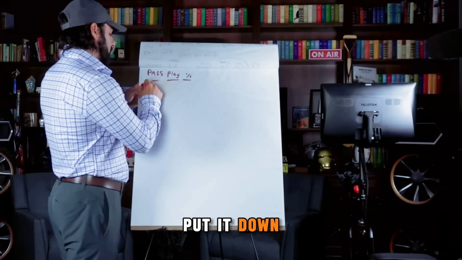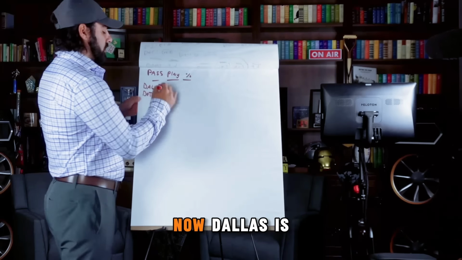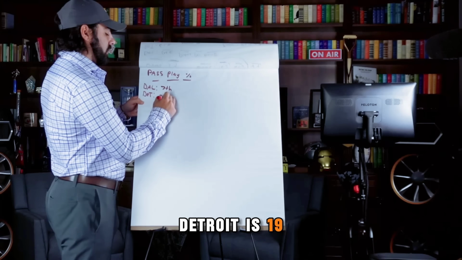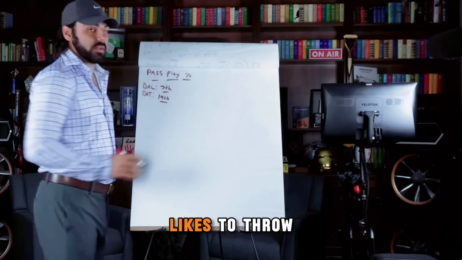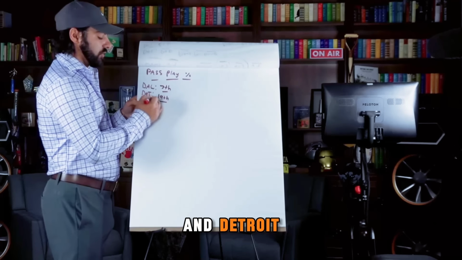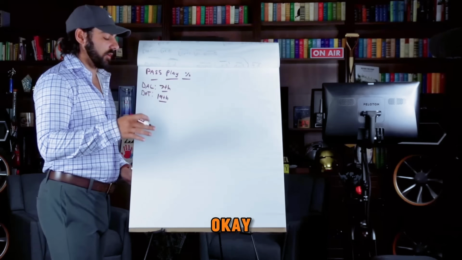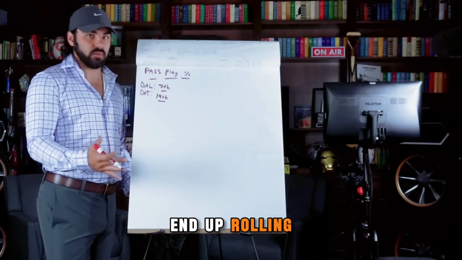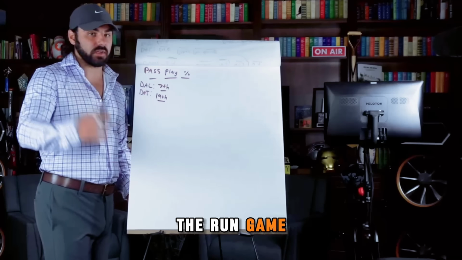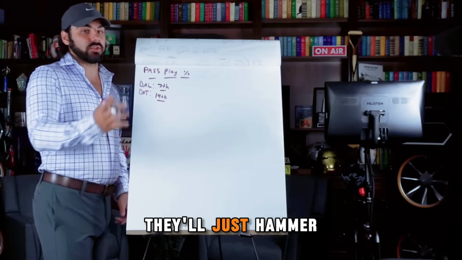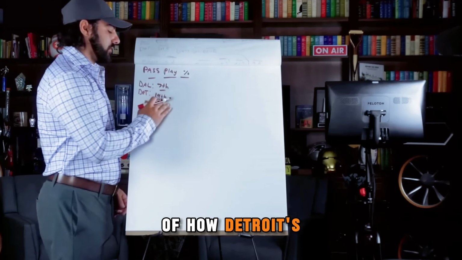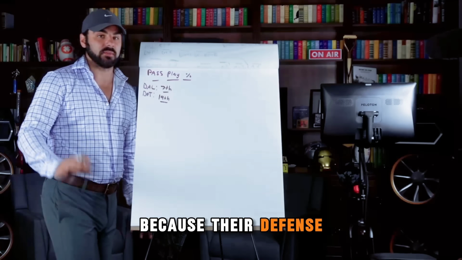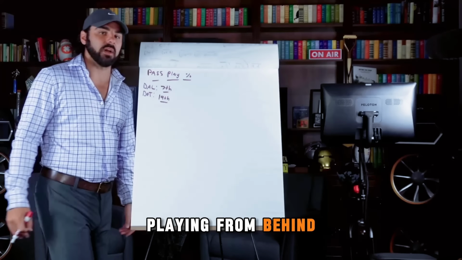So we're going to go ahead and put it down, Dallas and Detroit. Now Dallas is 7th in pass play percentage. Detroit is 19th. What this shows is Dallas definitely likes to throw the ball, that's for sure. And Detroit, about even there, okay? Detroit, really how they play is whatever's working, that's what they end up rolling with. If the running game works, they'll just hammer the run game. If the run game isn't working, they'll just hammer the passing game. So that's kind of how Detroit's offense works. As in Dallas, they kind of just throw the ball because their defense is so bad that they're always playing from behind most of the time anyway.